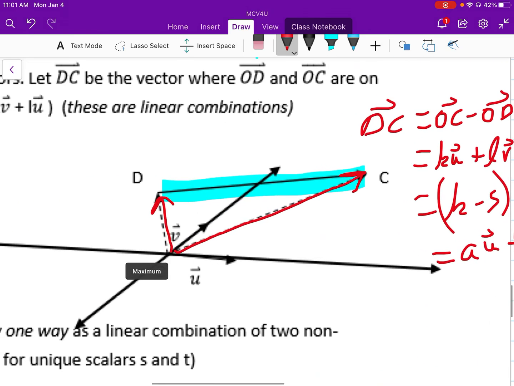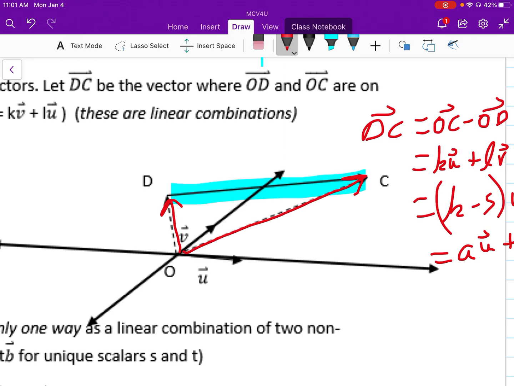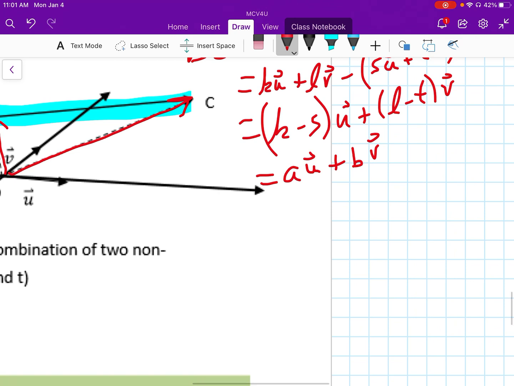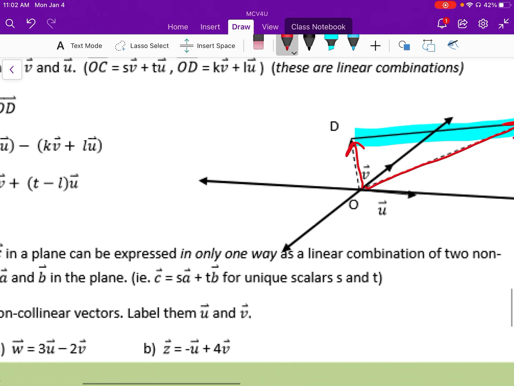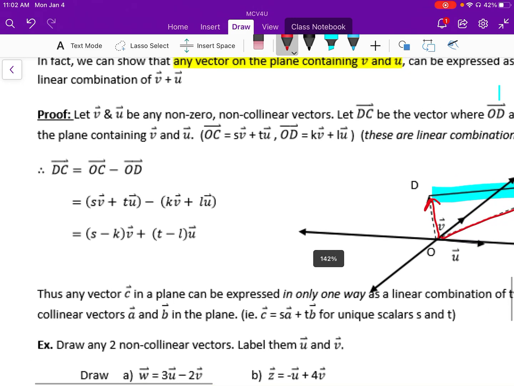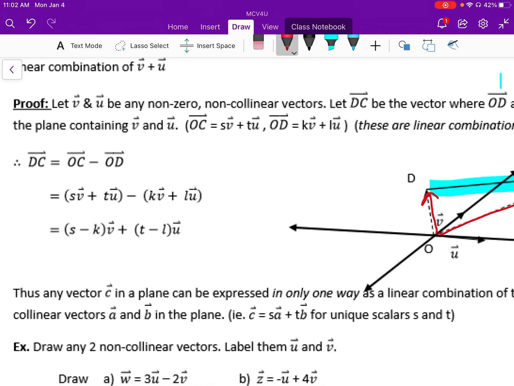So a third vector that doesn't have the same tail as the other two vectors can always be written as a linear combination. This is an important concept we're going to be using later on in the course as well. It's basically that any two non-collinear vectors can span the whole plane. We'll be talking about that. And you can take a look at the written out proof here as well. It basically says the exact same thing.